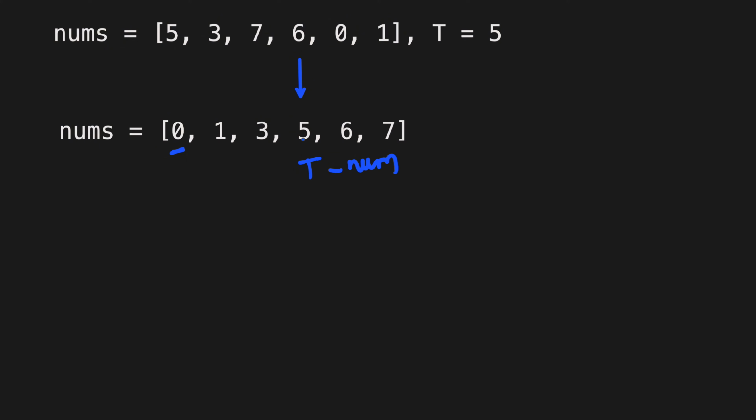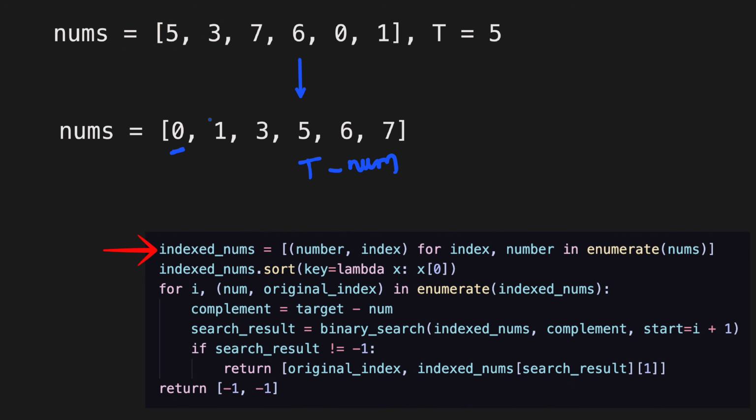For example, for element 5, the original index was 0, but in the sorted array, the index is 3. So to handle this, we first pair each number with its original index. For example, 5 was at index 0, 3 was at index 1, and so on, and then sort the array based on the numbers. And then we iterate through each element in the array and search for its complement. For example, we started with number 0 and check if its complement, target minus number, that is 5, exists in the array, and here it does.